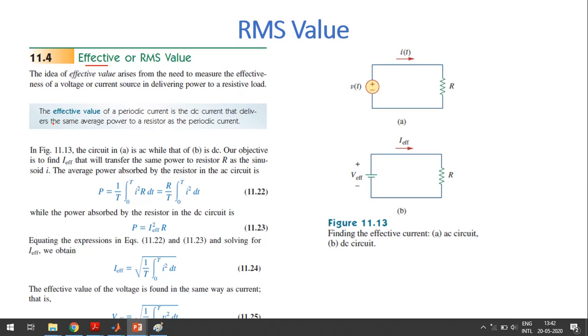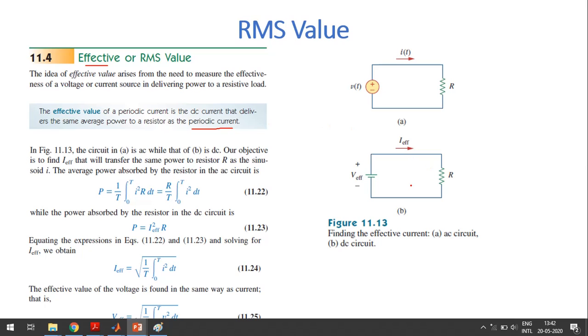In general, the definition of effective value is: the effective value of a periodic current is the DC current that delivers the same average power to a resistor as the periodic current. By periodic current they mean that the current is sinusoidal in nature.